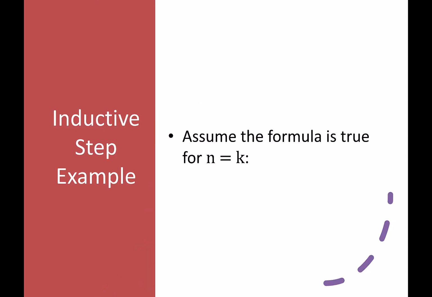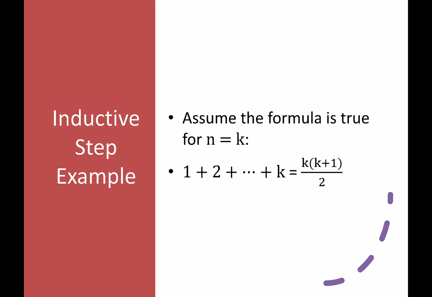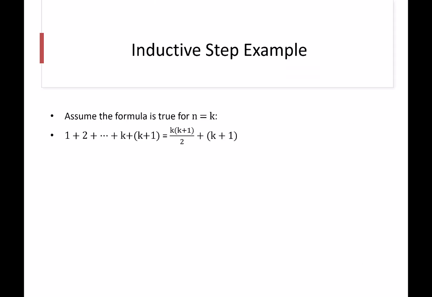So now we'll move on to our inductive step. This means we're just going to assume the formula is true for n is equal to k. That means 1 plus 2 plus all the way up to k will be equal to k times k plus 1 over 2. Now we want to show the formula works when n is equal to k plus 1. So our first step will be to add k plus 1 to both sides. So we add it to the left and we add it to the right.